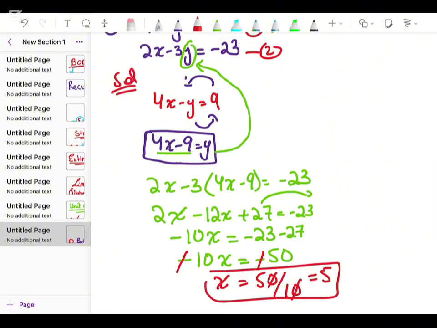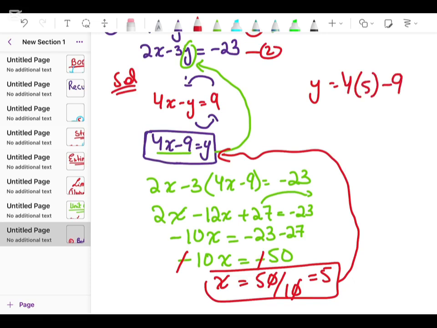Now we got the value of x. So how can we get the value of y? We have to put the value of x in this equation. y is equal to 4x minus 9. We will replace x by 5 because we got the value 5. So y is 5 times 4, that is 20. 20 minus 9, y is equal to 11. So this is how we can solve the equation using the substitution method.